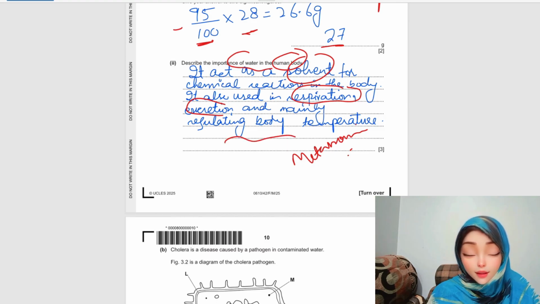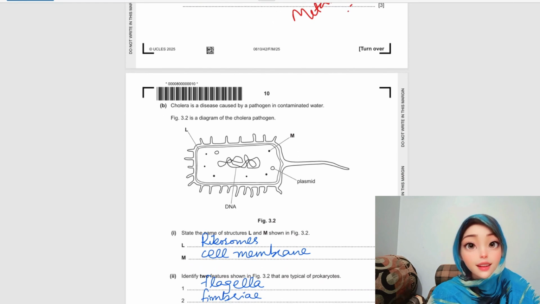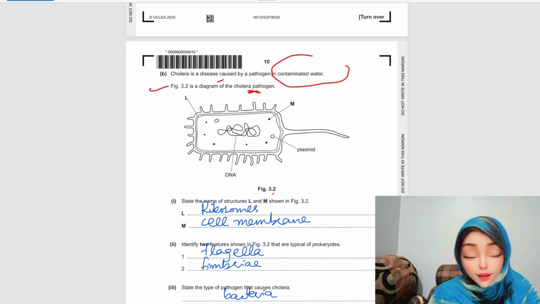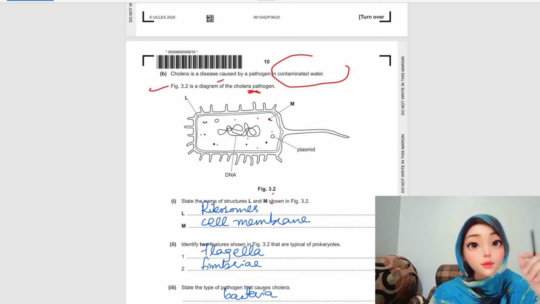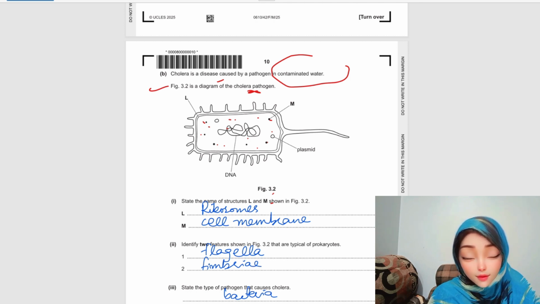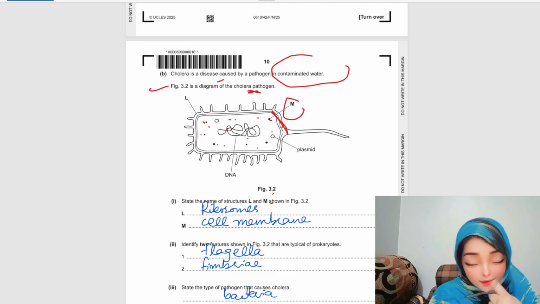Okay, now let's move on to part B, and here is also cholera, a disease that is caused by contaminated water. Here is diagram 3.2 of the cholera pathogen. State the names of the structures L and M. You may observe that L is the ribosomes, because ribosomes are tiny organelles that are dispersed or freely floating inside the cytoplasm. And M here is the cell membrane.